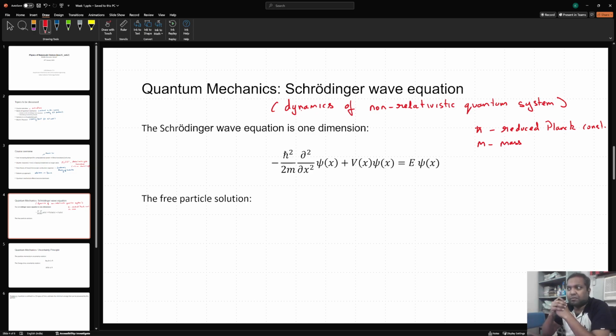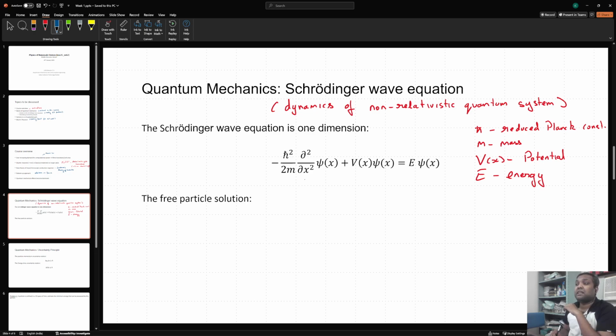This, of course, can be generalized to multi-particle systems, but right now we are sticking to the simplest possible system, where I have one particle moving in one dimension. And then the second term is plus V of x, which is the potential in which the particle is. So V of x is the potential or the potential energy. And V of x times psi of x is equal to E times psi of x, and E is the total energy of the particle. So this quantity psi of x, these are the different terms.